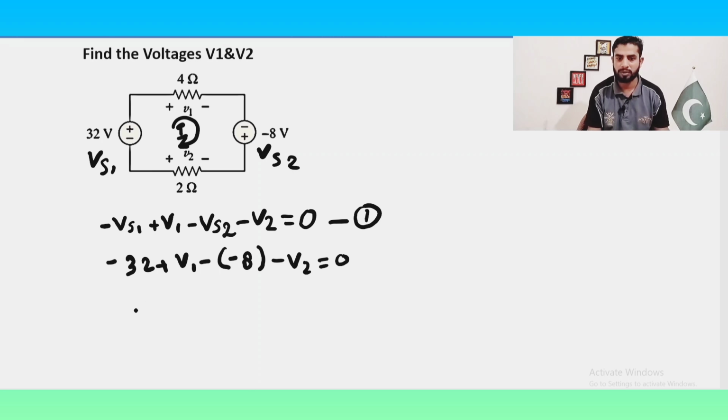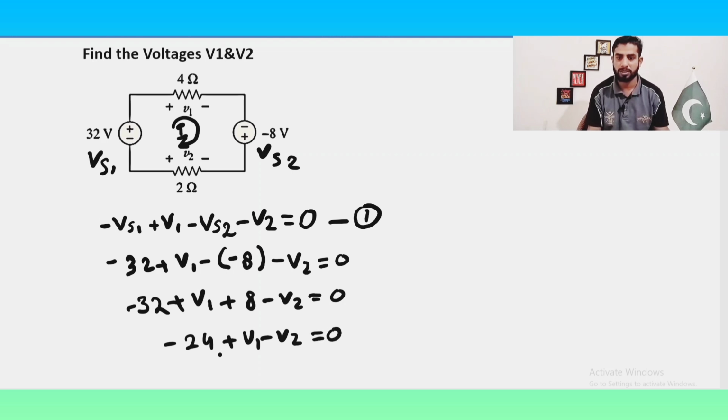So solving it: minus 32 plus V1 plus 8 minus V2 is equal to 0. Minus 32 plus 8 will be minus 24. Minus 24 plus V1 minus V2 is equal to 0. The 24 has a negative sign here, so you have to take it to the other side. V1 minus V2 is equal to plus 24. This is my equation number 2.